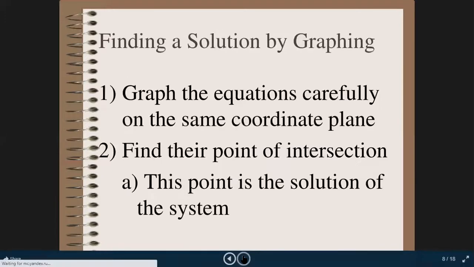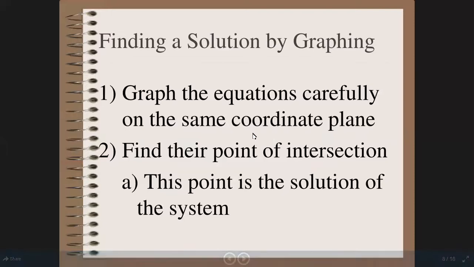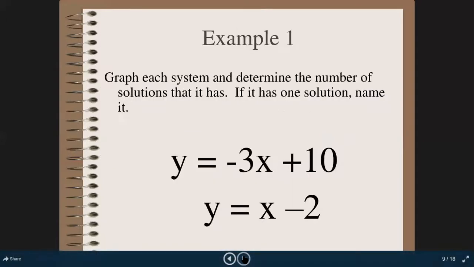Possible solutions. Graph the equations carefully on the same coordinate plane, which means we will not represent the two equations in two different coordinate planes. We will represent them in the same coordinate plane. Find their point of intersection. They could intersect at one point, at none, or at infinite points. This point is the solution of the system in case we have one or infinite, as I will explain later on.